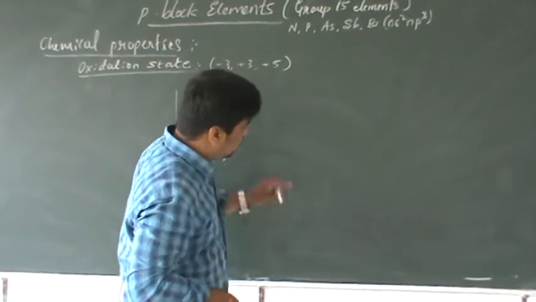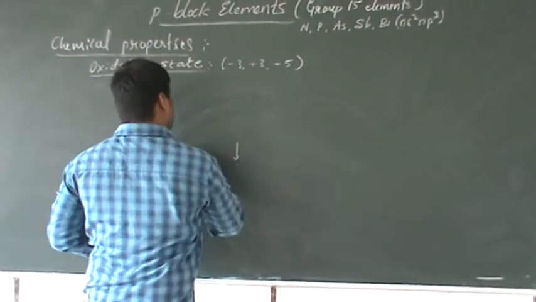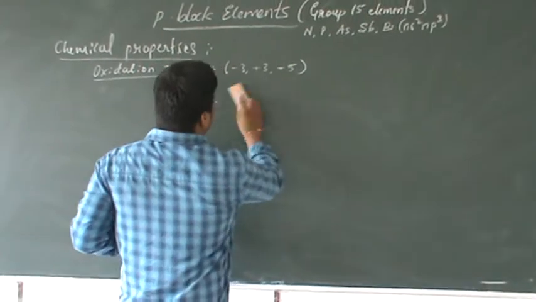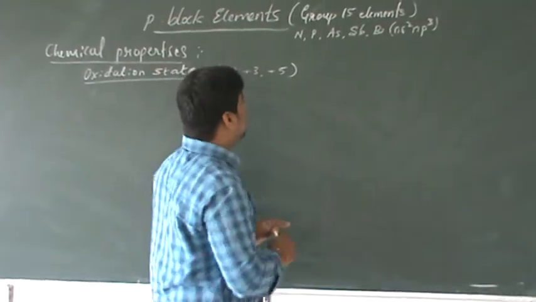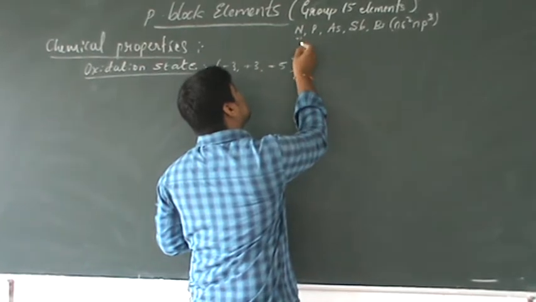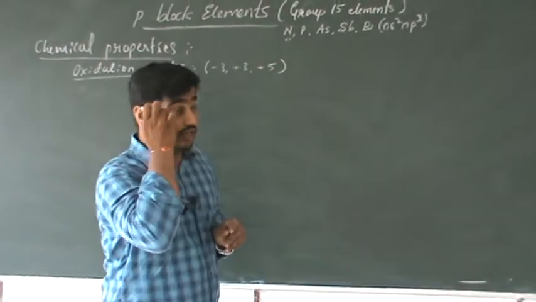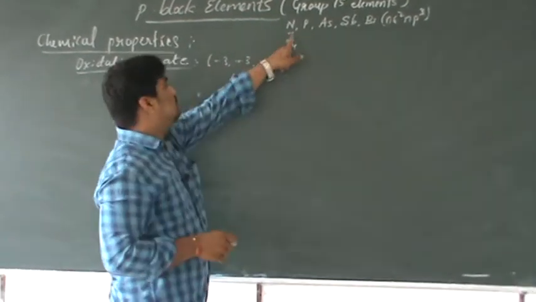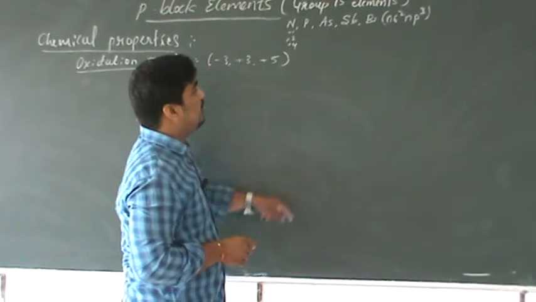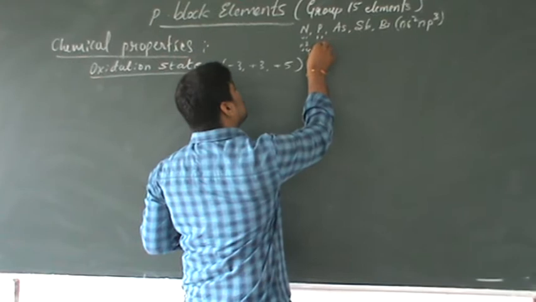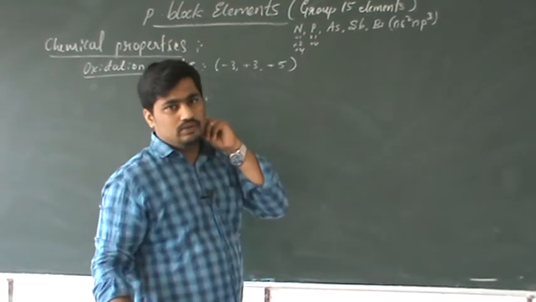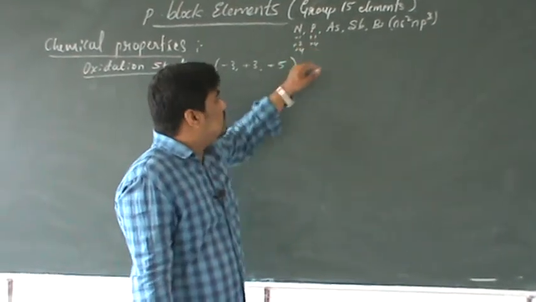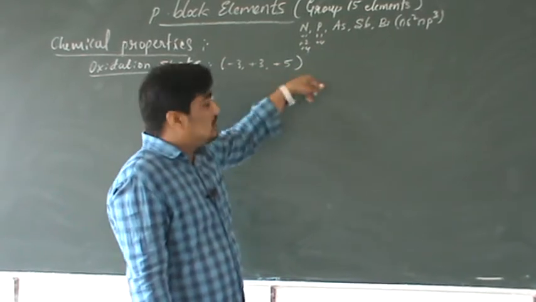Therefore, +3 is the common oxidation state. Mainly, +3 is the common oxidation state. The possibilities of oxidation states in nitrogen are -3, +1, +2, +3, +4, +5. Phosphorus also in a few cases shows +1 and +4. In a few cases it shows other oxidation states, but all the others show these 3 common oxidation states.